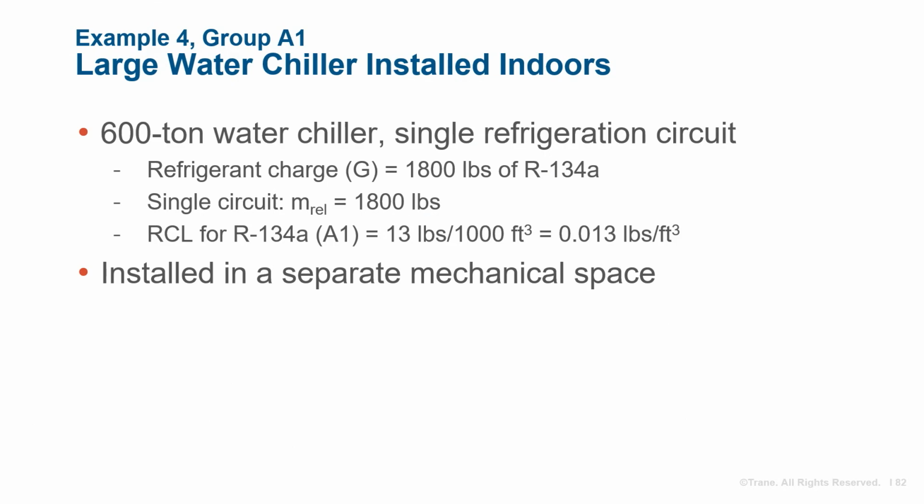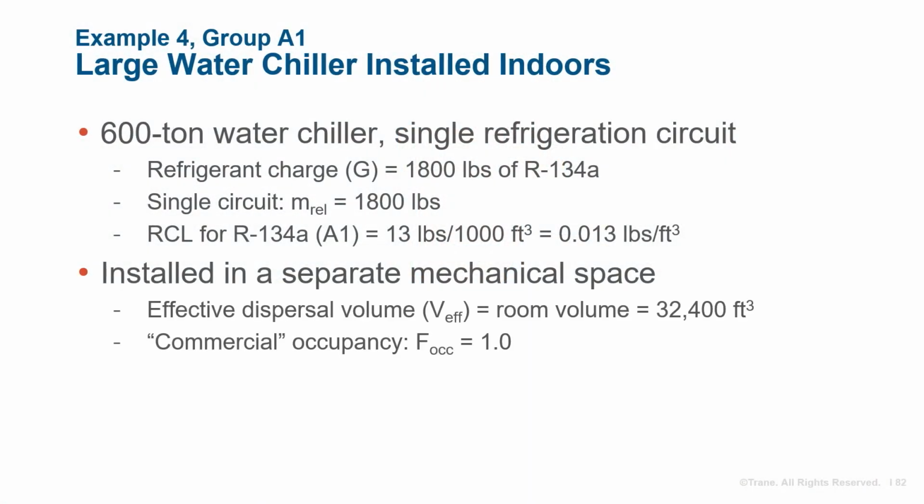For our next example, let's look at a 600-ton chiller located in a separate mechanical space inside a building. The chiller is comprised of a single refrigeration circuit containing 1,800 pounds of R134A. Standard 34 classifies this as a Group A1 refrigerant with an RCL of 13 pounds per 1,000 cubic feet. Since the entire refrigeration system is housed indoors, a refrigerant leak from a failed connection, seal, or component of the chiller would enter this enclosed room. So the effective dispersal volume is the volume of just this room, which is 32,400 cubic feet.